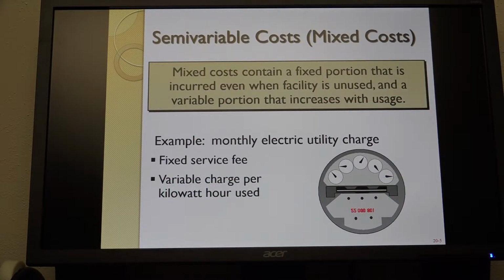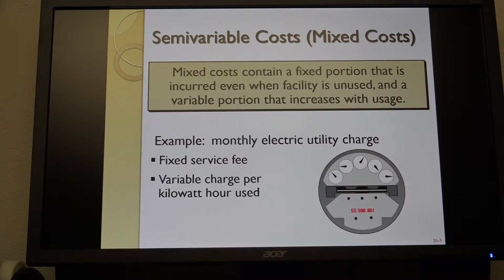Another kind of cost is called a semi-variable cost, and if you have a landline, that's at least back in the old days that I remember. I don't have a landline anymore and haven't for probably 10 years. But here's an example.